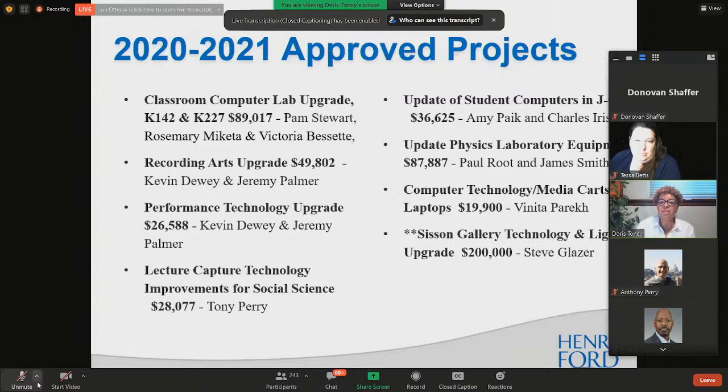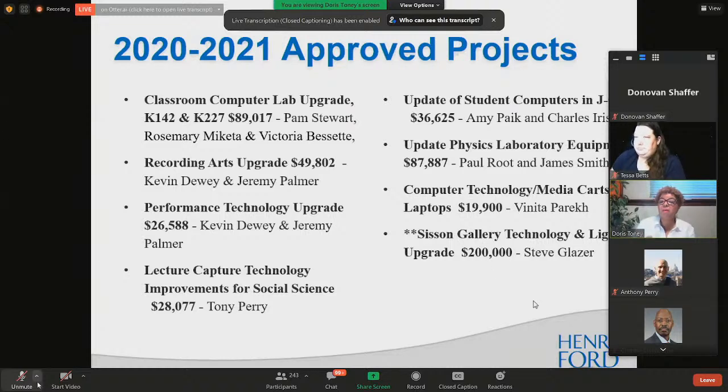Moving on to the recording arts upgrade, $49,800. Project managers Kevin Dewey and Jeremy Palmer in our music department. Also in our music department, performance technology upgrade, $26,500. Again, project leaders Kevin Dewey and Jeremy Palmer. Then we move into the lecture capture technology improvements for social science. And many of us have lecture capture technology in some of our classrooms. And so Tony Perry came before us and requested that service. And so that was for $28,000.